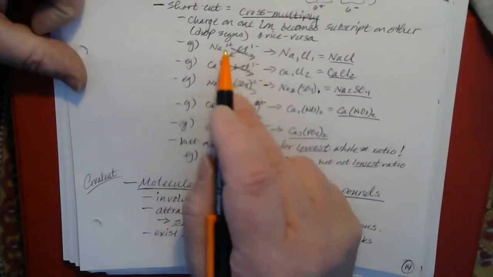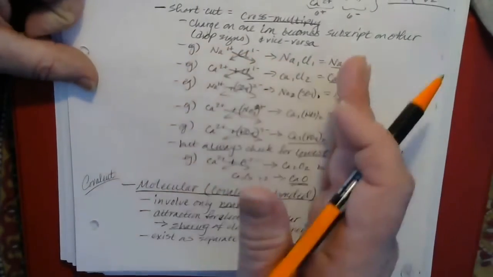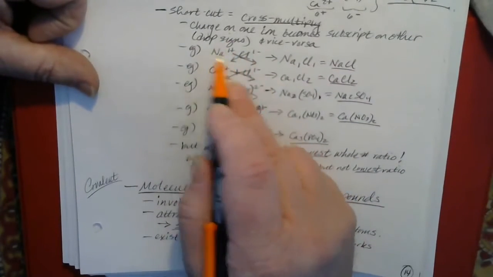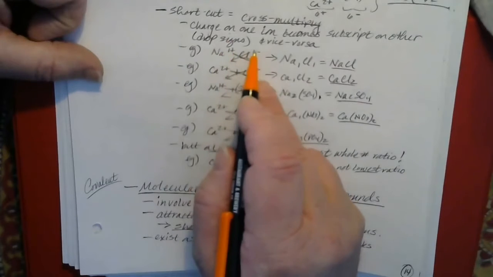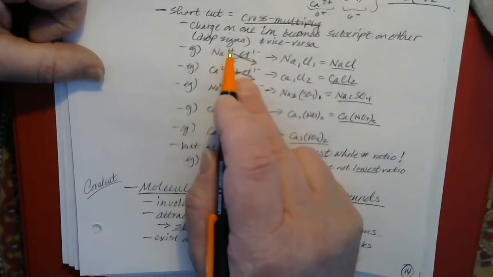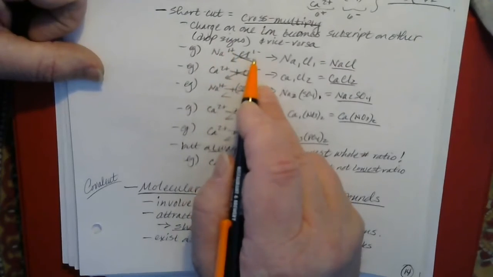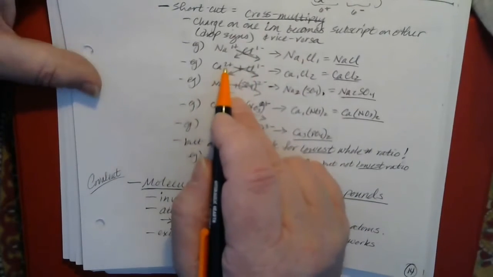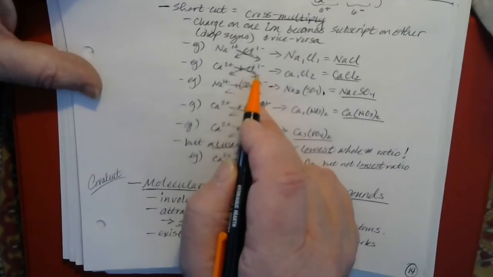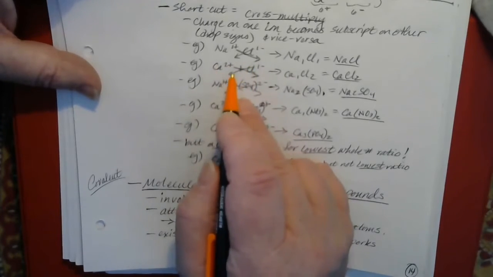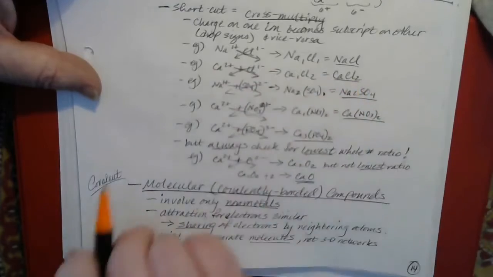So if you have NaCl, you can reason it out and say, okay, +1, -1, 1-to-1 ratio. Fair enough. But you can just cross-multiply. The charge on the chloride is 1-, so 1 is the subscript for sodium. The charge on the sodium is 1+, so the subscript on the chloride is 1. Na1Cl1, that's NaCl. For calcium chloride, you've got calcium 2+, so 2 becomes the subscript on the chlorine, and you've got Cl 1-, so 1 becomes the subscript on the calcium, and you end up with CaCl2.